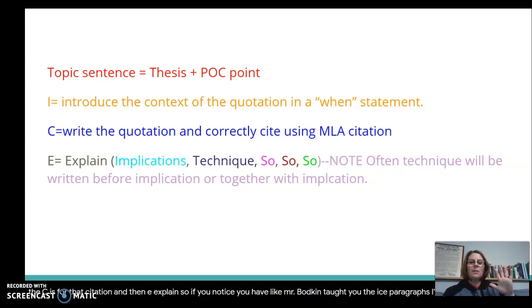So you want to talk about implications. You want to talk about the techniques, and then sort of broaden that out and consider your analysis further, thinking about how does this further your ideas, or how does it further complicate something, etc. So let's take a look.